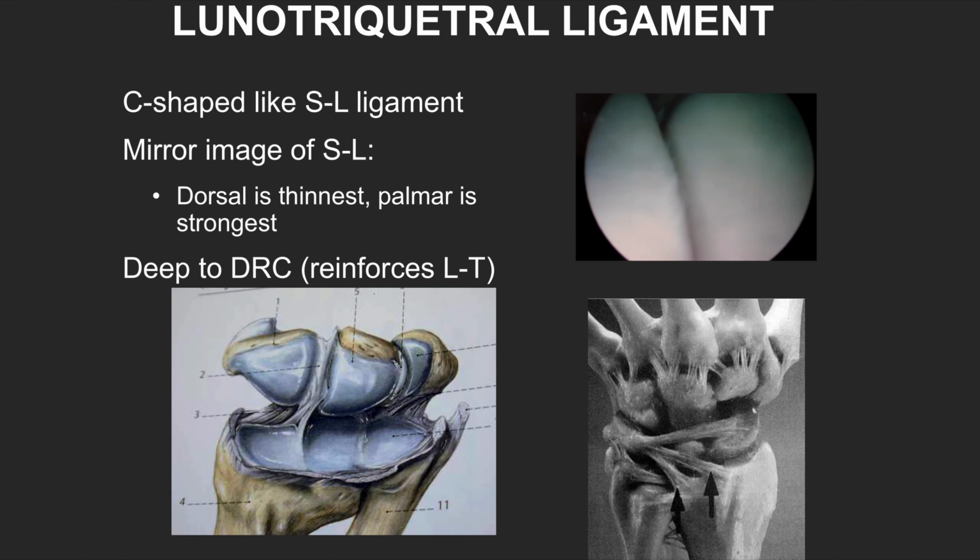So here are arthroscopic views of the scapholunate interval. The picture on the bottom left is from the radiocarpal view, and the picture on the right is from a midcarpal view, where you can see the separation between the scaphoid and the lunate. The LT ligament is also C-shaped, like the SL ligament. It's also open into the midcarpal joint, but it's the palmar side which is stronger and thicker on the LT ligament as opposed to the dorsal side on the SL.